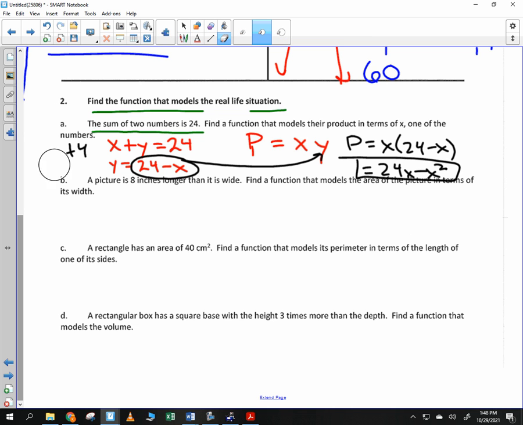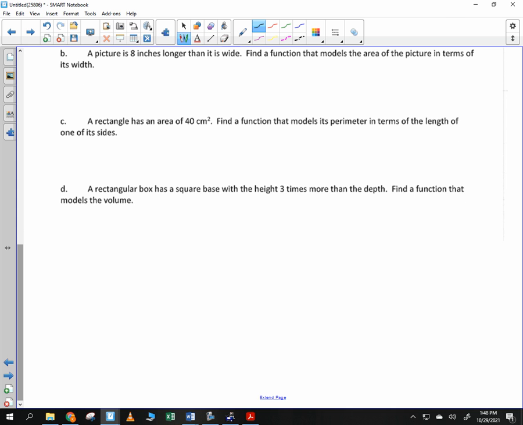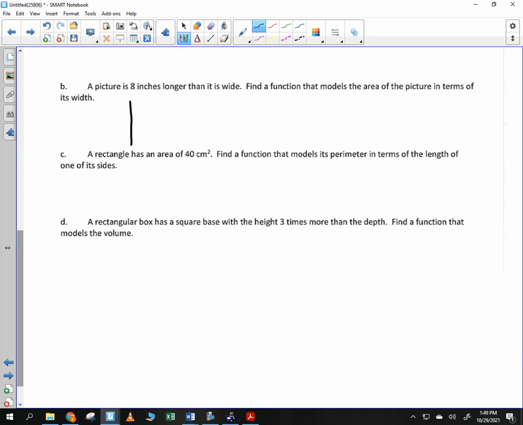All right, let's go to one that we can actually picture. Okay, this will help you out a little bit better. A picture is 8 inches longer than it is wide. Write a function that models the area of the picture in terms of its width. So I'm going to draw. I got a picture. Somebody give me some labels. So W. W. L. And it says to model the area. What's an equation for area in that situation? Area equals width times length.